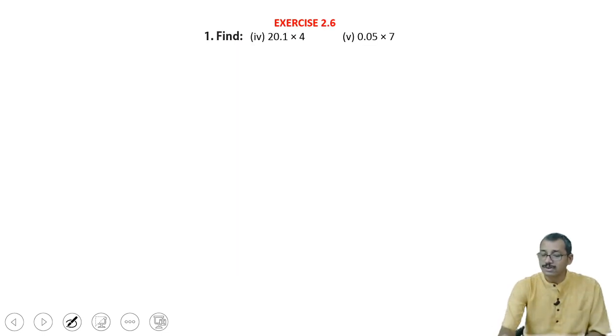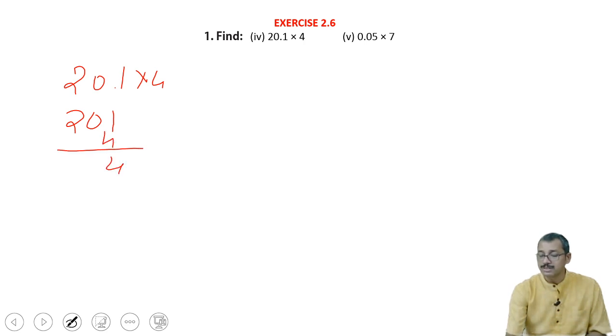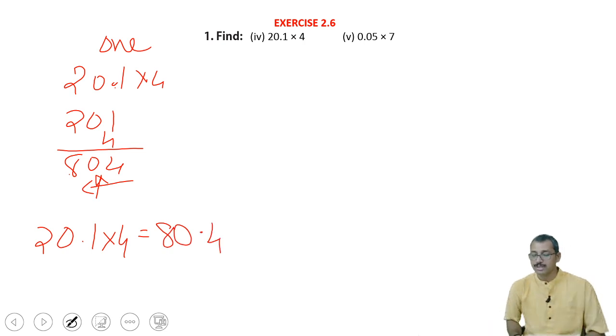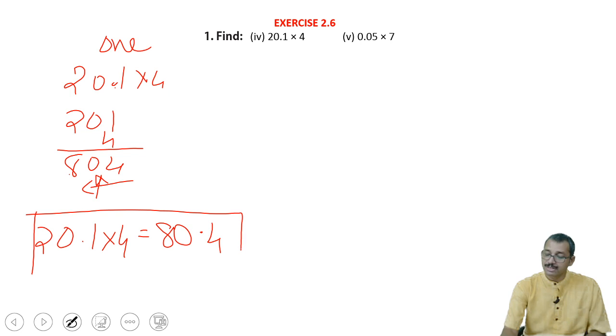Okay, here it is, 20.1 into 4. Now here also what you will do: 201 into 4, you have to do 4 0s are 0, 4 2s are 8. Now how many decimal places are there? 20.1 has one decimal place. Correct? Only one decimal place. So from here you have to shift 1. So 20.1 into 4 is equal to 80.4. Like that you have to do. Correct?